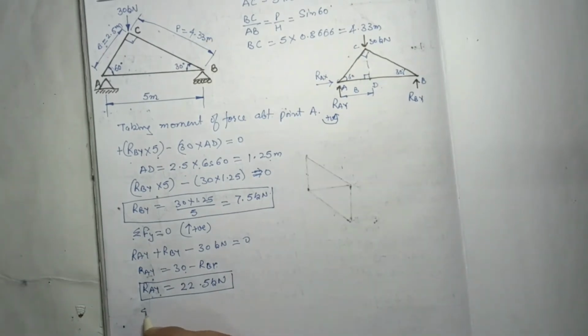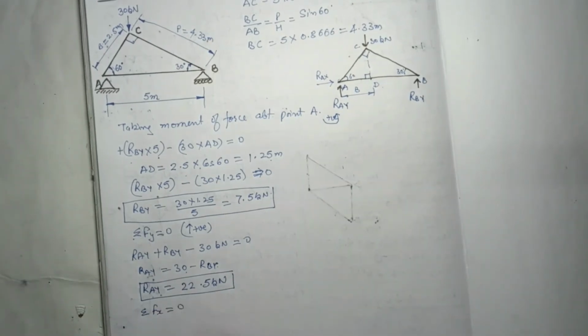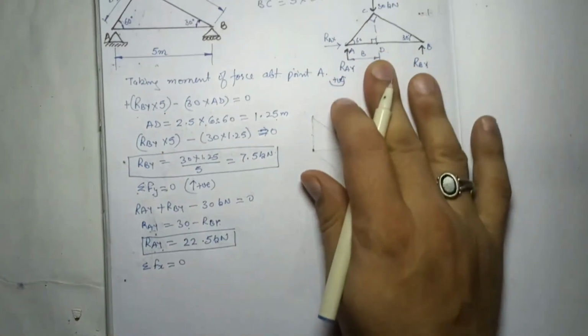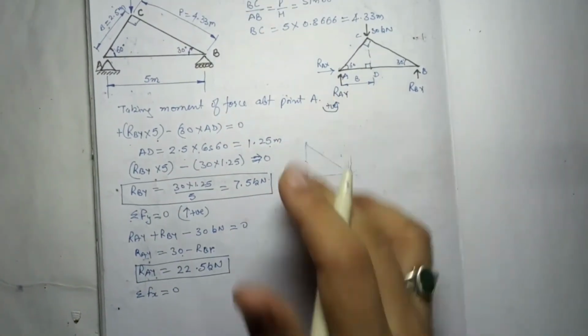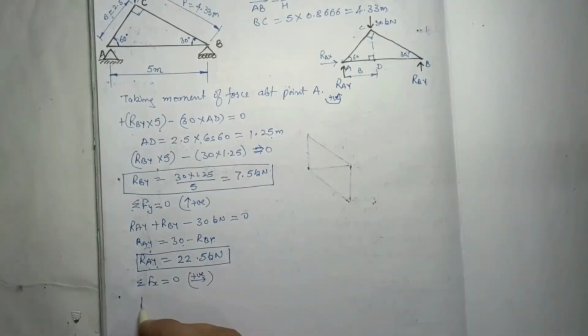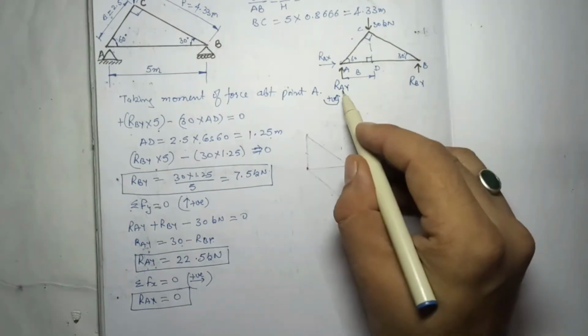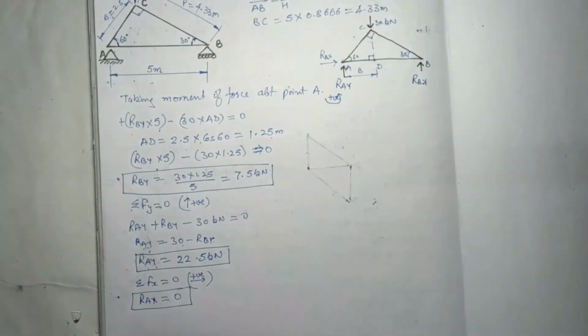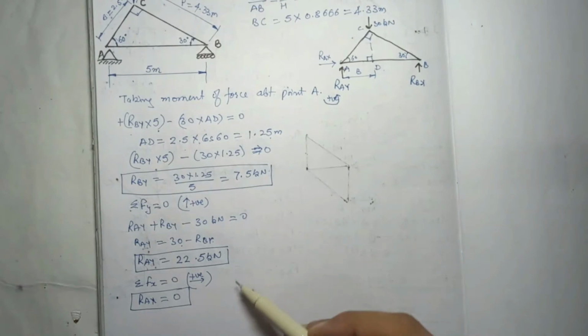Same, if I now take summation of Fx equal to 0, all the forces in x direction 0. So what are the forces? Only one force is there, RAX. So let's say I have taken right side positive. Right now, on the right side only one force is there, RAX, no other force. So RAX, that is 0. So only two reactions are there, RAY and RBY. Now after that, this is just the same as the method of joints.